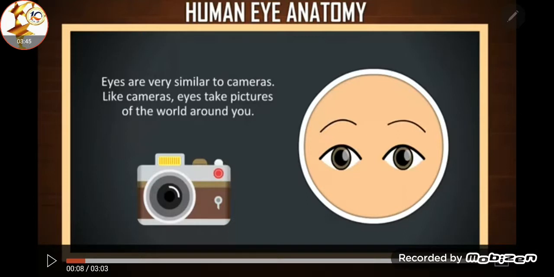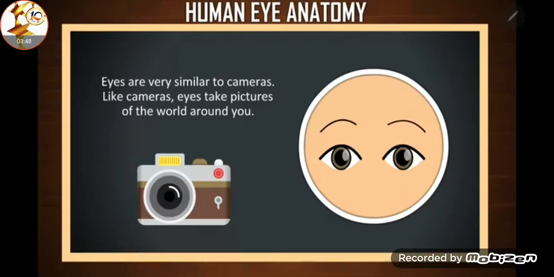Okay, so can you see here? What did she say? She said, as it is written here, eyes are very similar to cameras. Just imagine that when you click your camera, you can see fully clear pictures. Same way, same function, your eyes are working like cameras. So your eyes take pictures of the world around you.